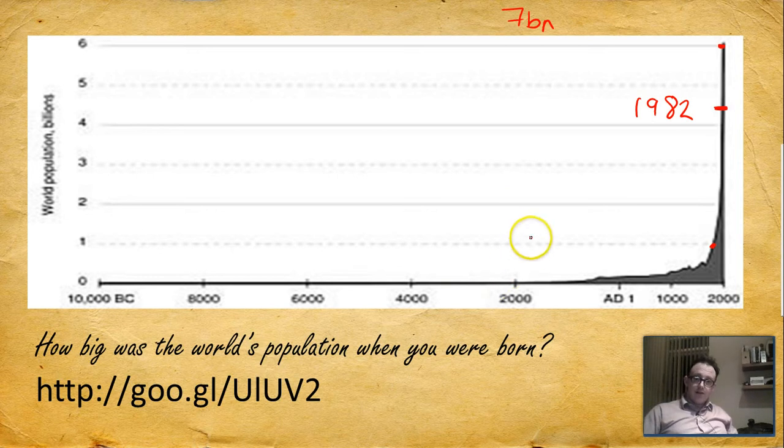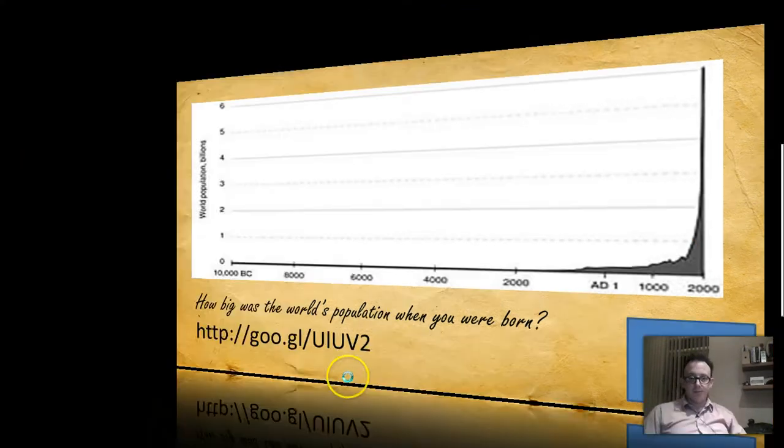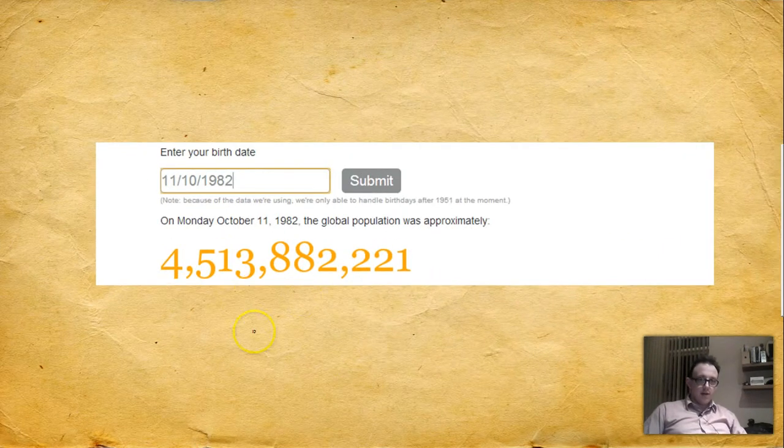If you're interested to find out how much the world's population has increased since you were born, I'd go to the URL at the bottom of the screen, which takes you to this website. All you simply do is add in your date of birth, click submit, and it'll tell you what the world was like, approximately, in terms of its population.